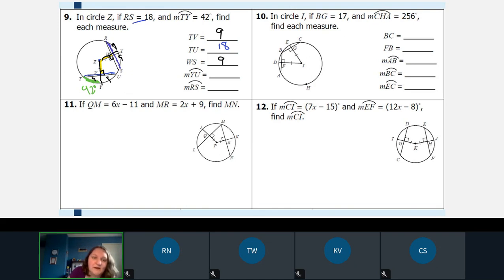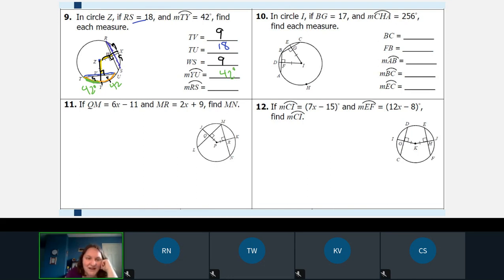All right, so now let's talk about the arcs. Because the chord TU is being cut in half, that also means that the arc inside of it is being cut in half. So arc TU is being cut in half, and I already know what half of it is. Half of it's 42. So if half of it's 42, the other half is 42. Okay, so does that help me out at all here? Yeah, YU, right? YU is 42.